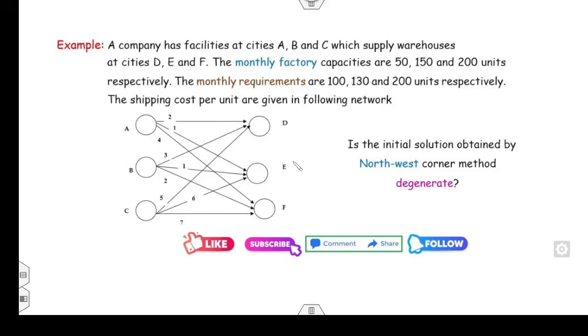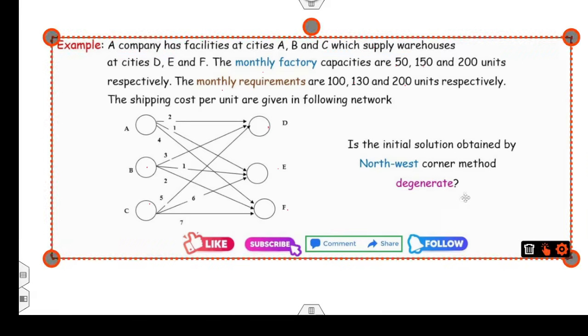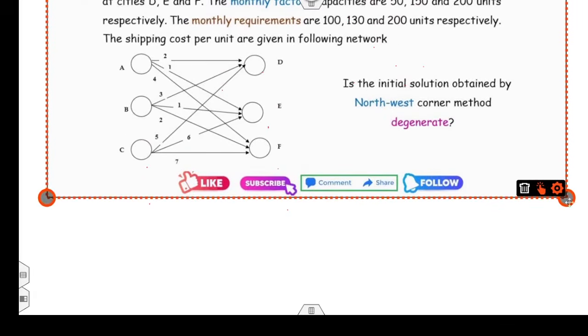Okay, next category is, suppose you have different cities A, B and C which supply the warehouses D, E and F. The monthly capacities are 50, 100 and 200 respectively. The monthly requirements are this. The shipping cost is given to be. So it's very simple how you can do that.